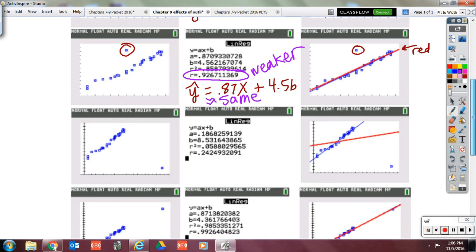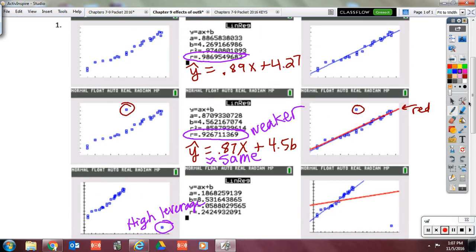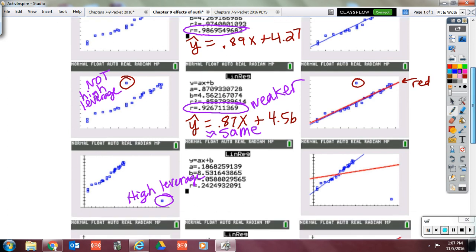All right, moving on. So here's this one. What do you have to say about the qualities of this point here? Does it have high leverage? Yes, it does. This point here has high leverage because it is far out in the x direction. Which, by the way, I should have mentioned up here, this point does not have high leverage because it's located pretty much in the middle of the x values. Okay, so this point does not have high leverage.